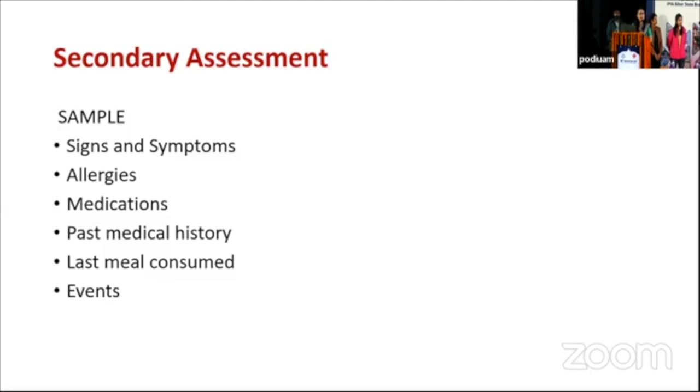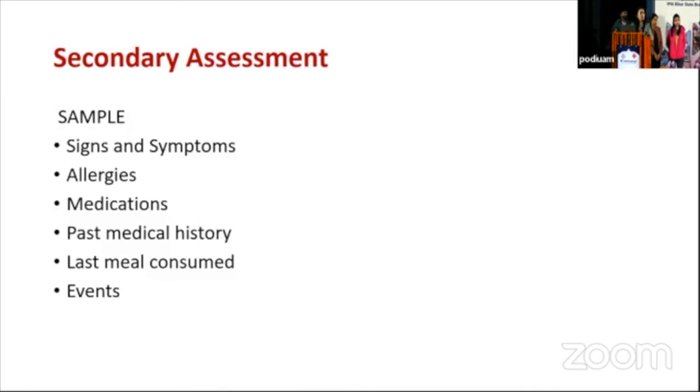SAMPLE, S stands for signs and symptoms. What are the present signs and symptoms? If the patient is conscious, the patient is dyspneic, in unstable chest pain, complaining of chest pain, or is not maintaining the airway. So signs and symptoms, okay? Then we have to take a quick history of any allergy of the patient. Any medications the patient takes, the patient may be on a diuretic, possibility of a potassium sparing diuretic and hyperkalemia. We'll think about hyperkalemia as the cause of the current condition of the patient.